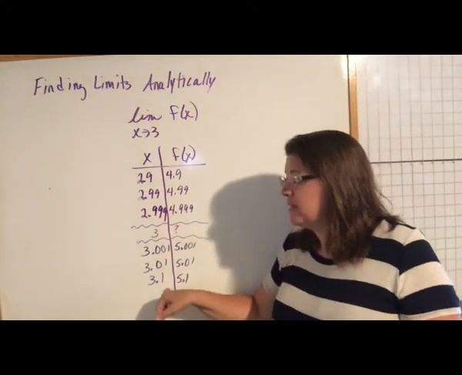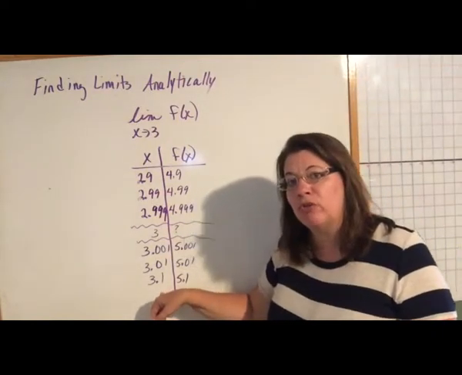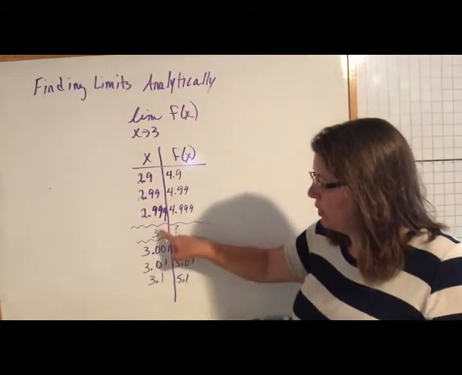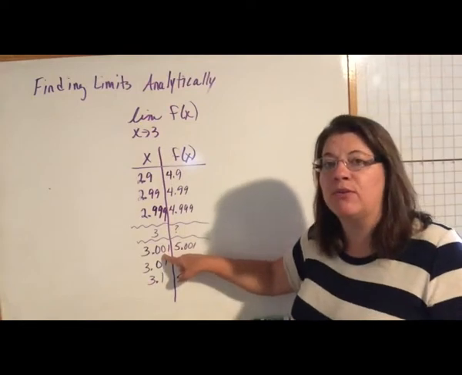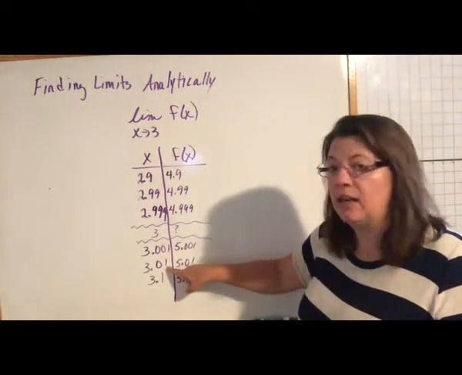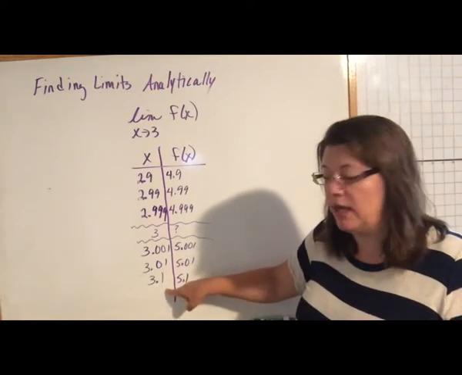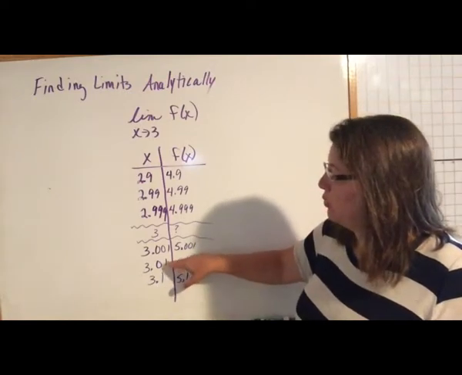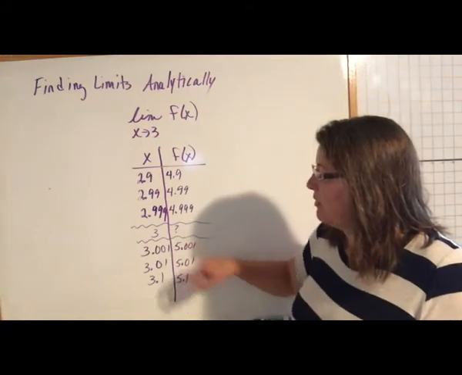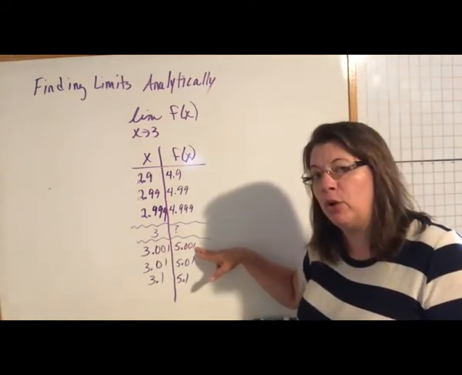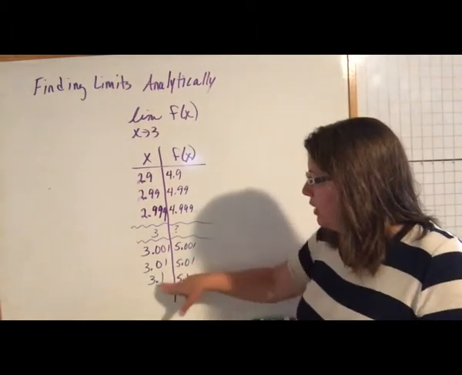But I'm going to then pick some numbers arbitrarily close to 3 from the right-hand side. So I'm kind of going in the opposite direction. 3 is very, very close to 3.001. It's a little less close to 3.01, and then even less close to 3.1. So I am approaching 3 from the right-hand side with these numbers. And you see what happens here. At 3.001, I get 5.001, 5.01, 5.1.